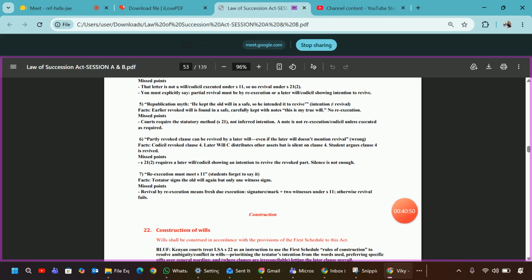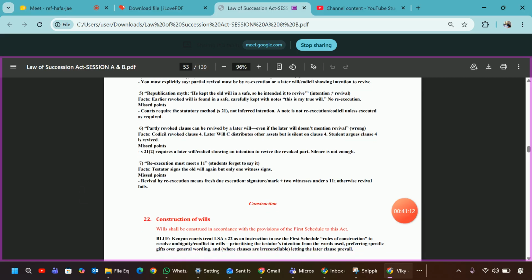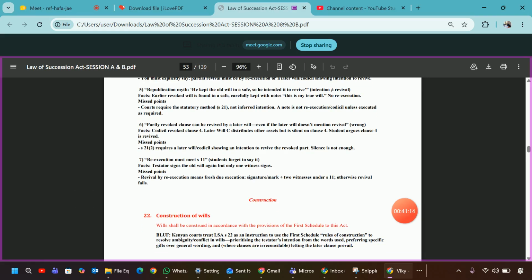Scenario number 6, codicil revoked, clause 4. Letter will C distributes other assets but is silent on clause 4. The student argues clause 4 is revived. Missed points. Section 21(2) requires a letter will or codicil showing an intention to revive the revoked part. Silence is not enough. Lastly, we have a testator who signs the old will again, but only one witness signs.